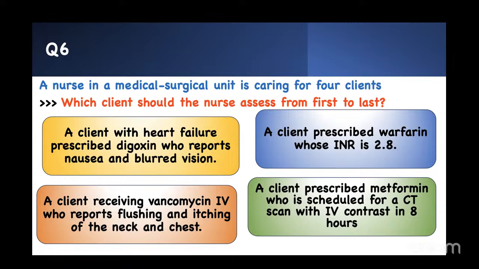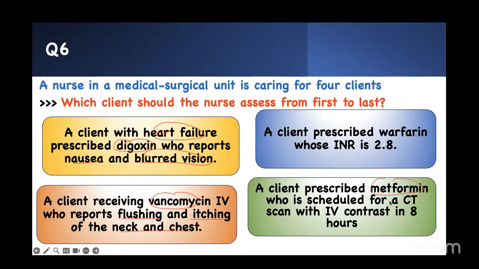They give you 6 patients and ask you prioritization questions about them. That means I want you to prioritize orders and everything. 4 patients. Who do you want to see? 1, 2, 3, 4. And I can help you. Number 1, of course, ask yourself which condition you don't want to leave waiting. CHF, digoxin, and what is this? Blurred vision and nausea. What do you think? Vancomycin, flushing, itching of the neck and chest.